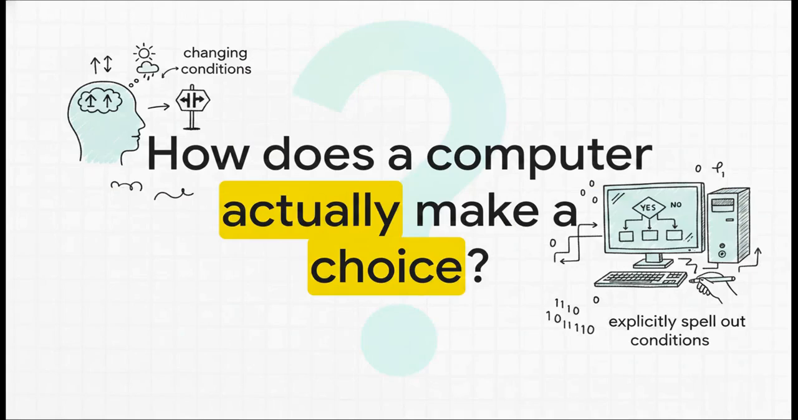So, before we even look at a single line of code, we've got to ask a really fundamental question. How does a computer actually make a choice? Think about real life for a second. We are constantly making decisions based on changing conditions all around us, right? Your brain takes in inputs and outputs an action. Well, computers do the exact same thing, but they need us to explicitly spell out those conditions for them.